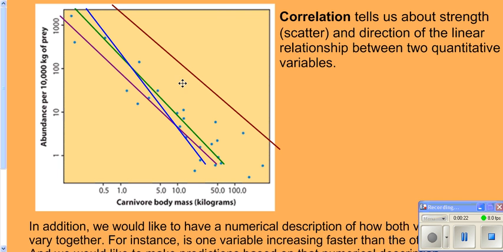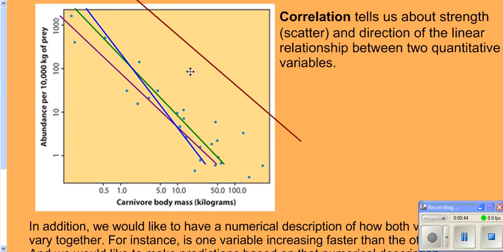So, here we have a scatter plot, and we talked about correlation, how that measures our strength and our direction between two variables. And correlation measures the scatter in the x's and the y's. But when you're looking at regression, you're trying to find the line that best fits your data.